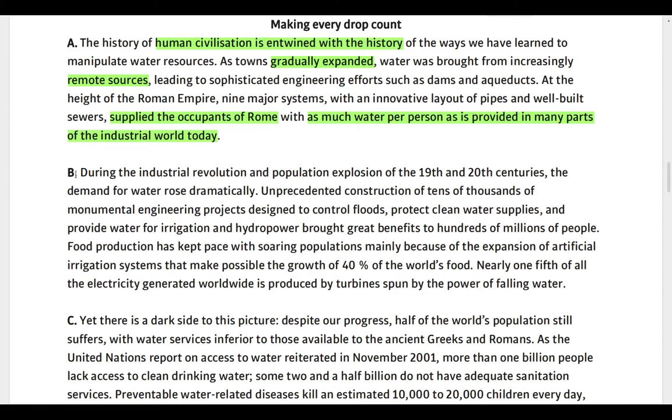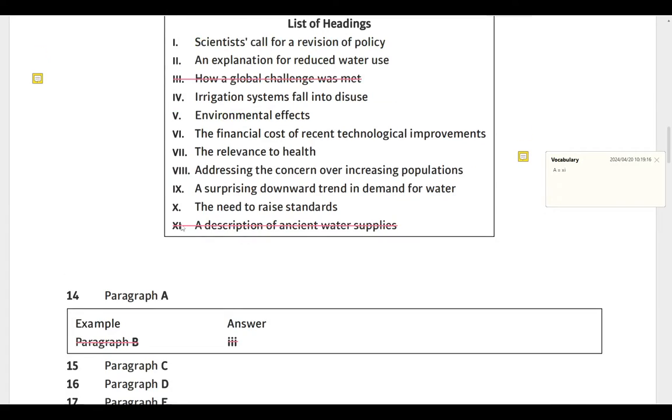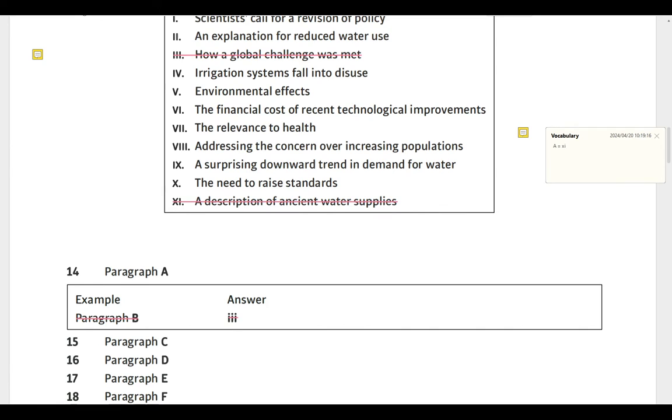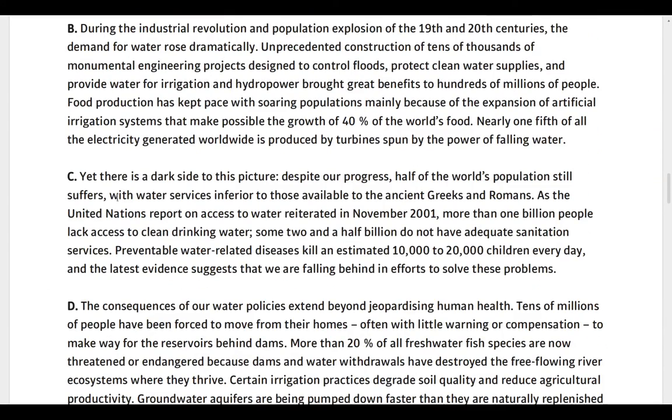We're not gonna go through paragraph B since, as you can see, it's already answered for us beforehand. Yet there's a dark side to this picture. Despite our progress, half of the world's population still suffers. So there is a dark side, which means a disadvantage, where the world's population still suffers with water services inferior to those available to the ancient Greeks and Romans. Inferior means not good.